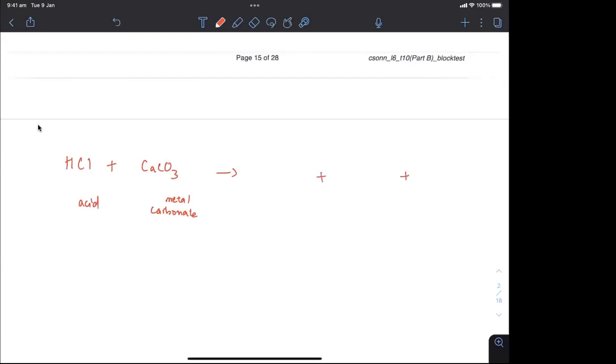What can you tell me? Calcium chloride, because that is the metal salt, right? So that is Ca2+ and Cl-, so it's CaCl2. You should have no problem getting that. What are the other two products? Water. And this reaction is a reaction between carbonate and acid.